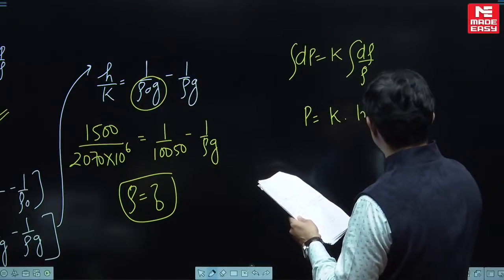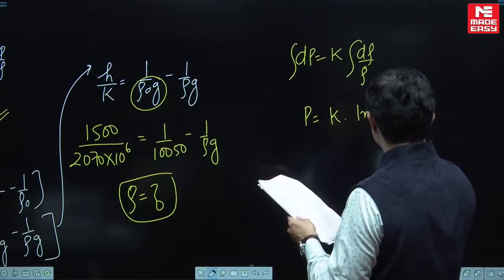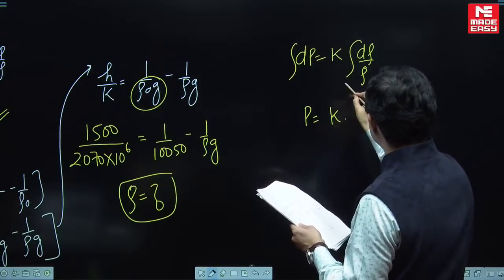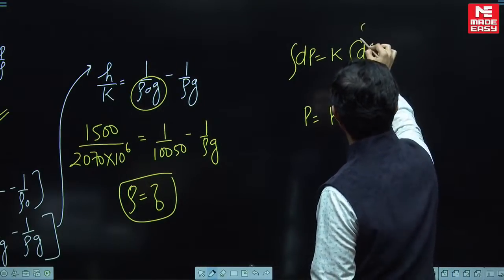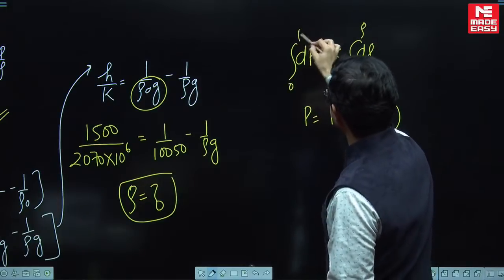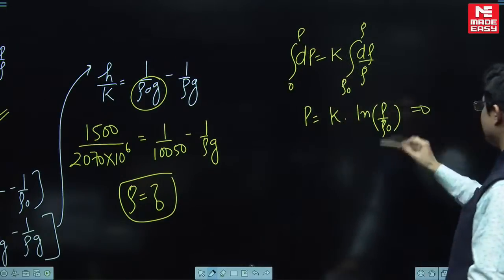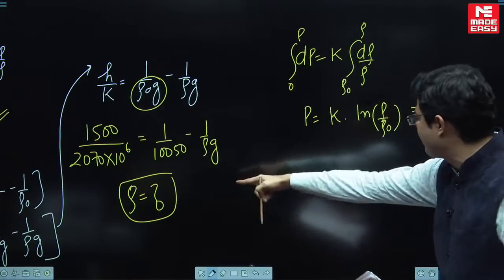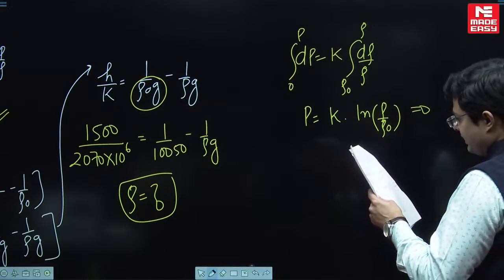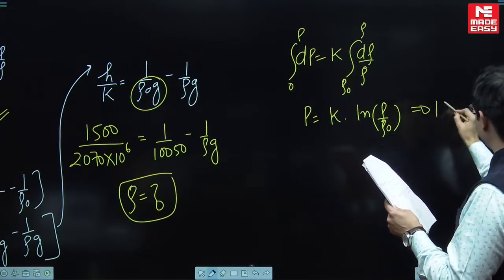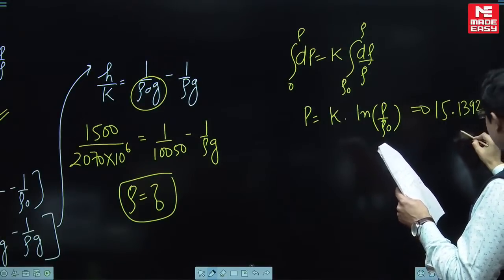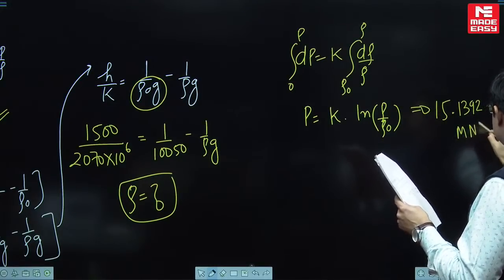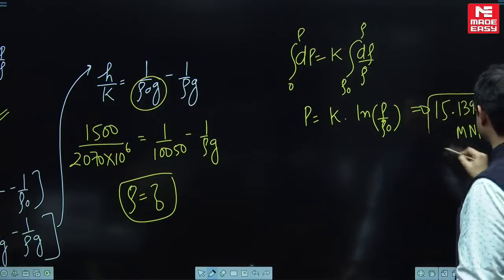When you are going to calculate this, rho by rho naught is going to come after integration, because you are going to integrate from rho naught to rho, and this from 0 to p. So when you integrate this, all the rho values you have already found, put the value of k, and the pressure at depth will come out to be 15.1392 mega Newton per meter square, and that's your answer.